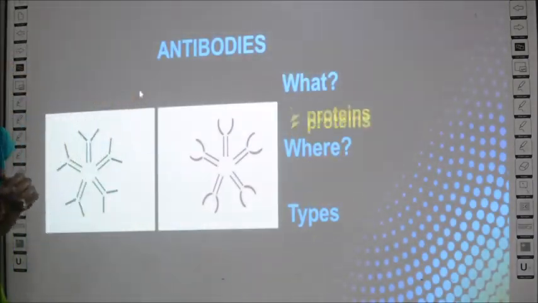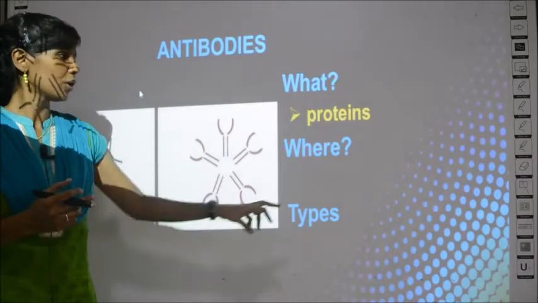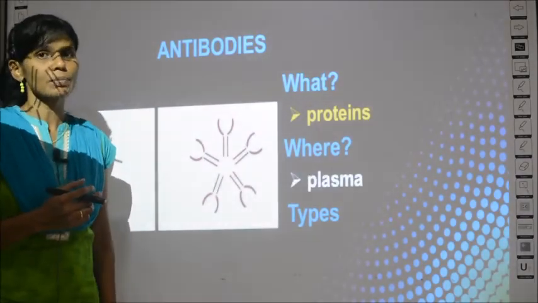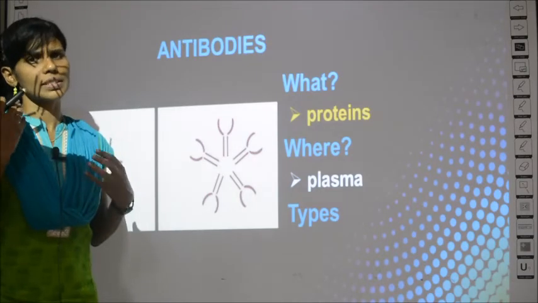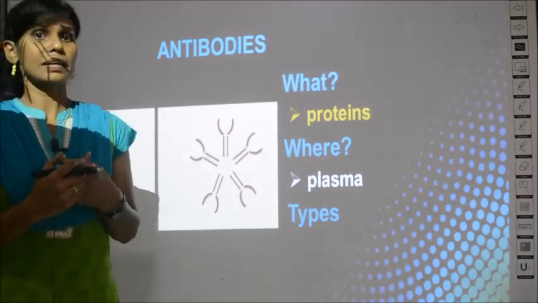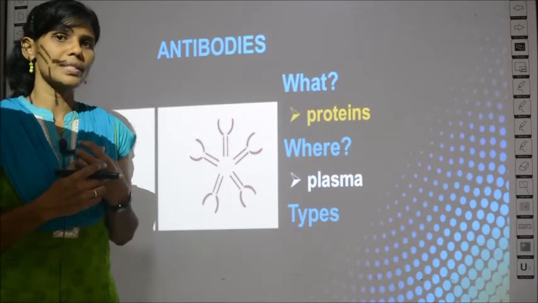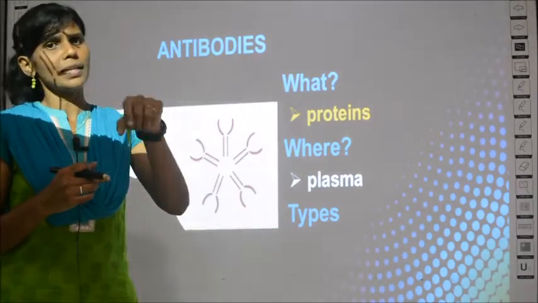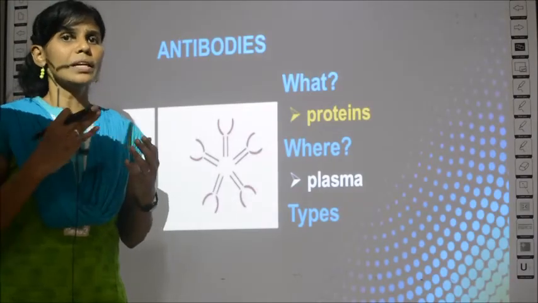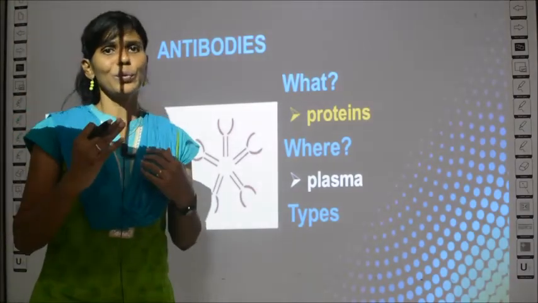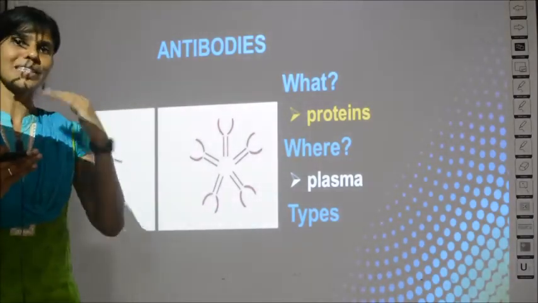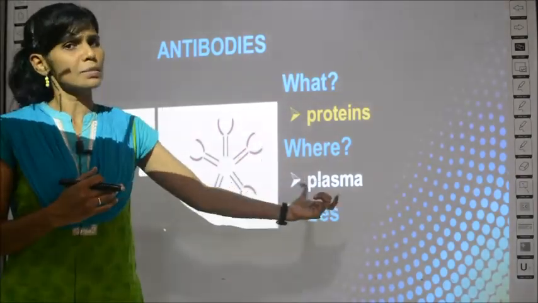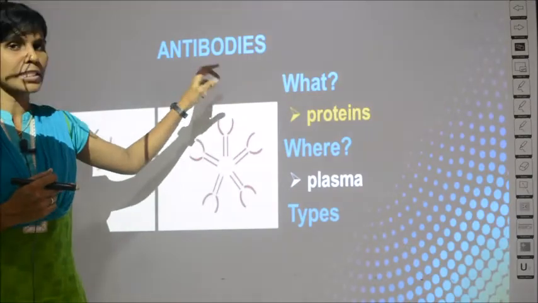What about antibodies? Where are they found? Antibodies are found in the plasma of your blood. What is plasma? When you centrifuge your blood, like in hospitals, you can see a centrifugation machine. If you put the blood in that machine, it will separate the liquid portion of the blood from the cells of the blood. That liquid portion is called plasma, and only in this plasma can you find antibodies.